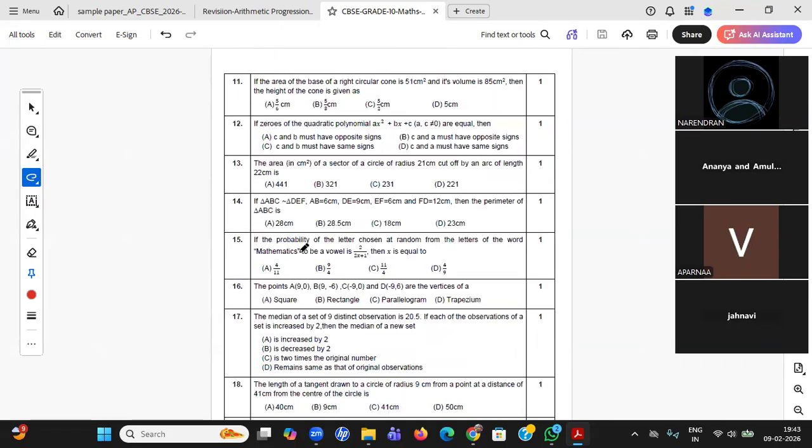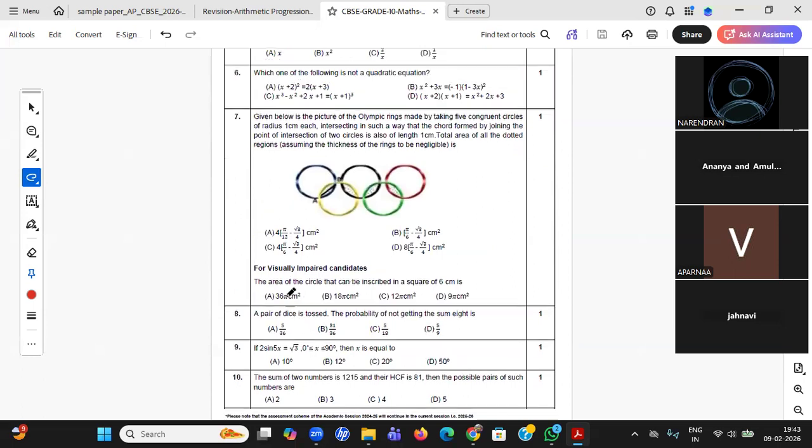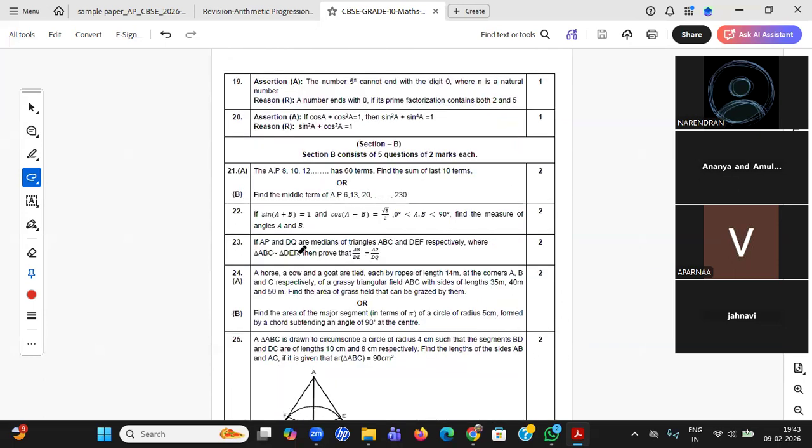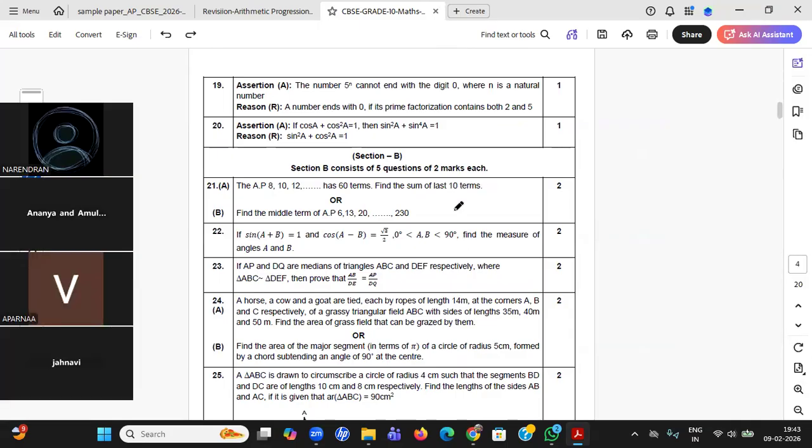There should be one question, right? Acha, no MCQ is framed, so maybe the question is from the 2 marks. Yes, you see 2 marks. Do the first one, student, 21A. The AP has 60 terms. Find the sum of last 10 terms.